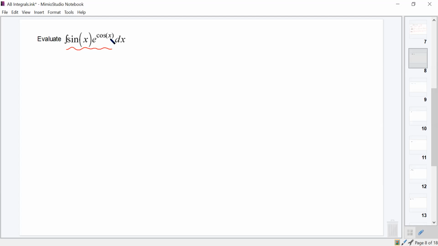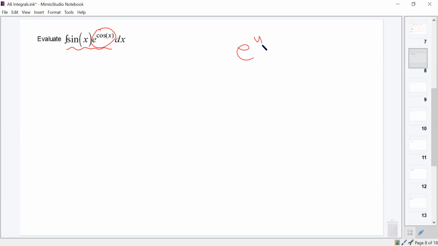E to the cosine x? Exactly. And e to the cosine x is more complicated than sine x. You know what sine x looks like, right? You might not know what e to the cosine x's graph looks like. So we're going to either substitute out all e to the cosine x or just part of it. And in this case, only part of e to the cosine x is what's causing the problem.